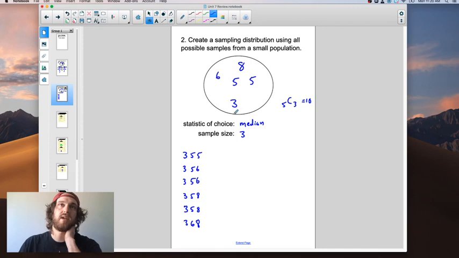Now let's eliminate the 3 out of the group and see what other ones we could create. We could have 5, 5, 6.